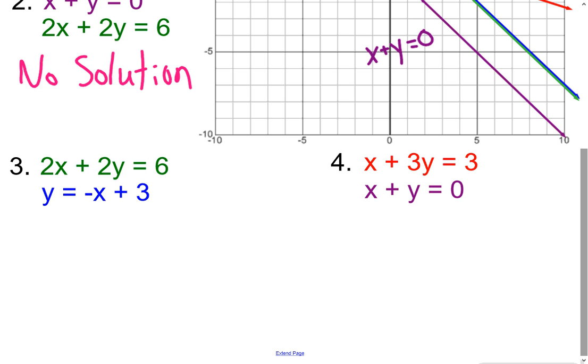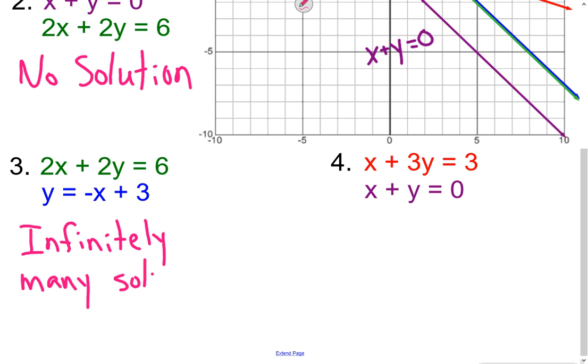Therefore, there are infinitely many solutions, and that's what we're going to write. We're not going to write down any of those solutions because it would take us forever to write them all. We're just going to write down infinitely many solutions. That's the case where we have a line on top of a line.